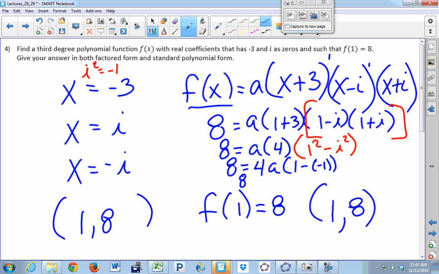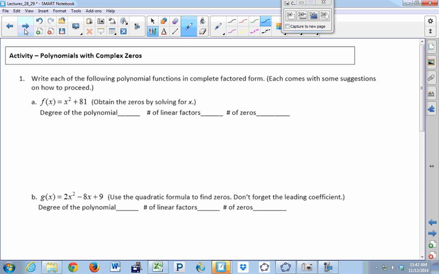So you get 8 equals 4 times A times 2, which is 8A. So A is equal to 1. All that work just to find out that was a silly 1 right there? Bummer. That's how you would do it. Okay. So clearly, if it's been a while since you've worked with complex numbers, go back in your book, review complex numbers, multiplication with complex numbers. Okay, and I think that's it.